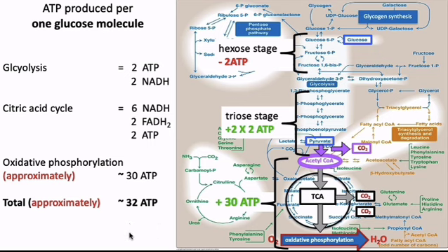Or in other words, in most of the cells of your body right now, 95% of the ATP were produced by oxidative phosphorylation, and only about 5% were produced directly by glycolysis.